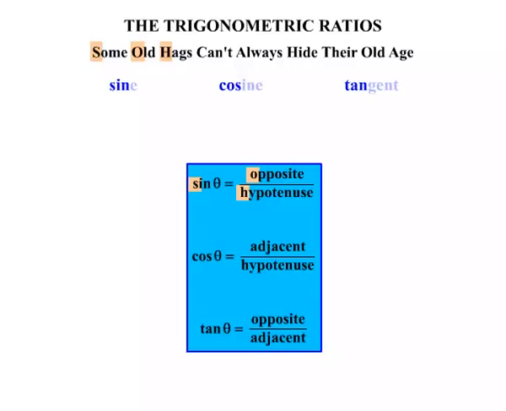S-O-H. Sine equals opposite over hypotenuse. The next three letters, C-A-H. Cos equals adjacent over hypotenuse. And then T-O-A. Tan equals opposite over adjacent. So, that's saying some old hags will write S-O-H. Some old hags can't always hide, we write C-A-H, can't always hide their old age, T-O-A. So by that silly saying, we'll actually remember the trig ratios.